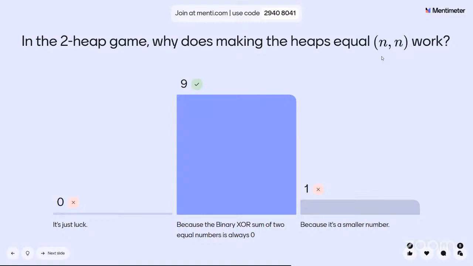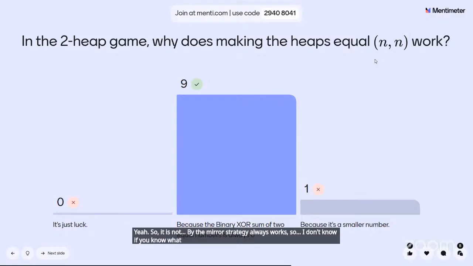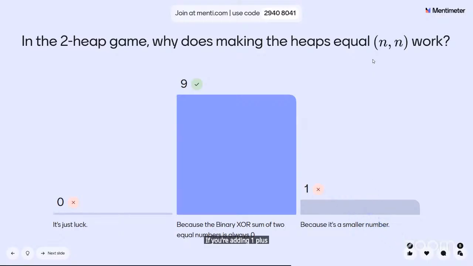So the question is why the mirror strategy always works. I don't know if you know what XOR sum is. XOR sum is when you add two binary digits: 1 plus 1 becomes 0, XOR of 0 and 1 is 1, and 0 and 0 XOR is 0. So if you XOR both the heaps, n XOR n will be 0.